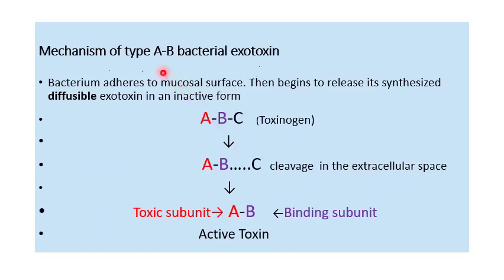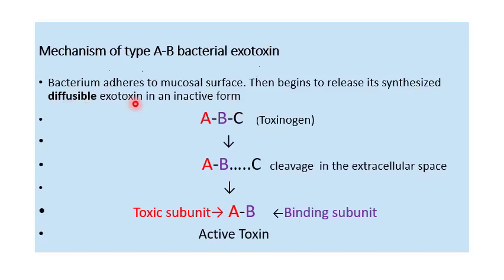We call them classical AB subunit or type AB bacterial exotoxins. Here we said that these exotoxins are produced from the bacteria while it is still living. So the bacterium adheres to any mucosal surface in the body. The bacteria here do not diffuse. The bacteria are stable in a certain place in the body, in the throat, in the stomach, wherever it stays, and the adhesion we talked about happens in a certain place. And then it begins to release its synthesized diffusible exotoxin.